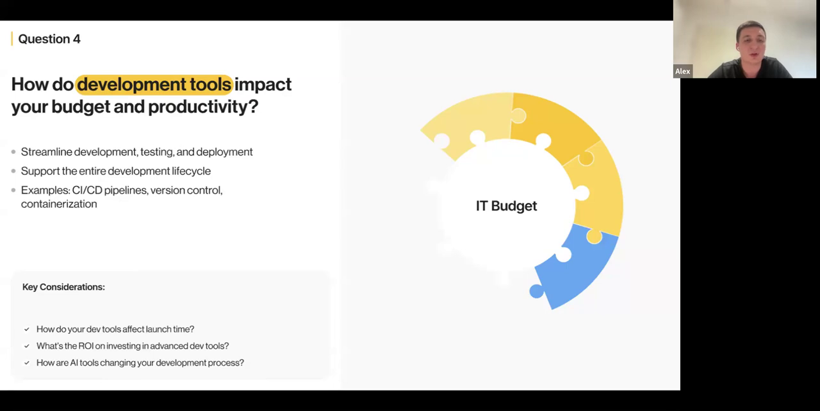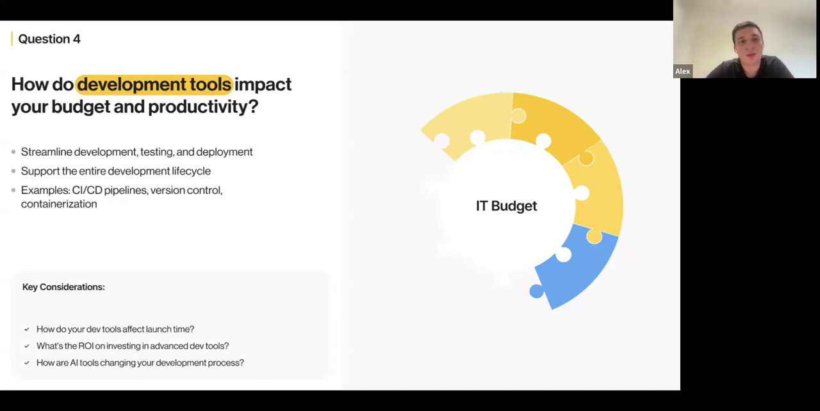And if you're talking about IT budget, about early budgeting, it's important not to forget to ask yourself: what can I do to make this process better? What can I do to make it more efficient? That's why it's important.